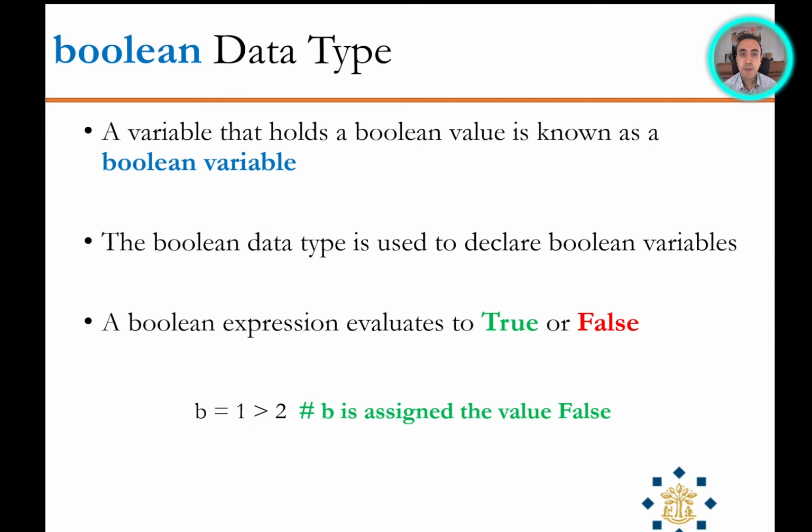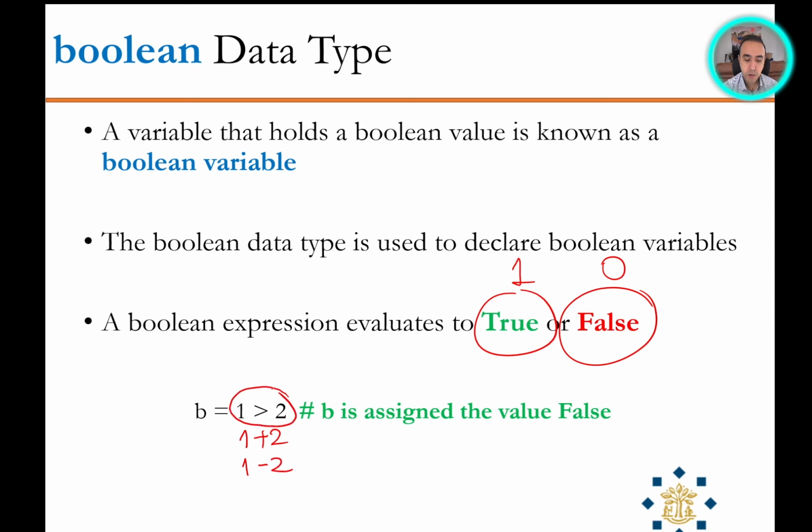In the last lecture, we learned the new data type, that is Boolean. So Boolean data type is either true or false. You can think of true as 1, false as 0. This is how the computers operate. And just like we have in mathematics 1 plus 2, 1 minus 2, in Boolean functions we have a comparison operator. So this is a comparison.